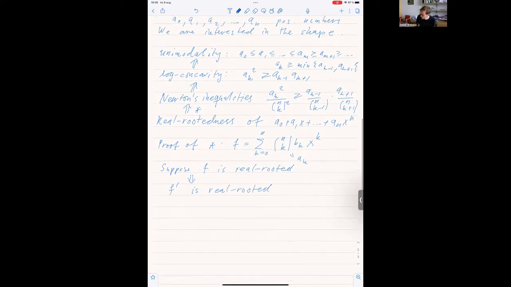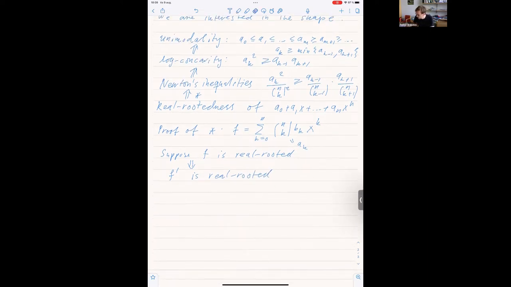And this is by freshman calculus, but it's also easy to see by just plotting. So if this is a plot of F, then we have the roots of F prime in between. If we have N roots of F, then we have N minus one roots of F prime in between.